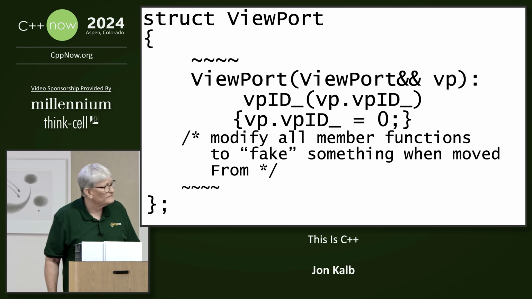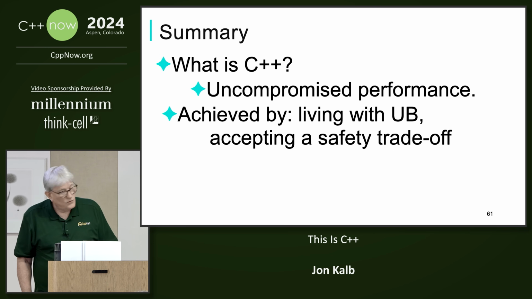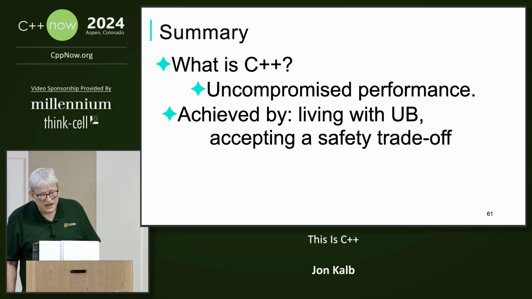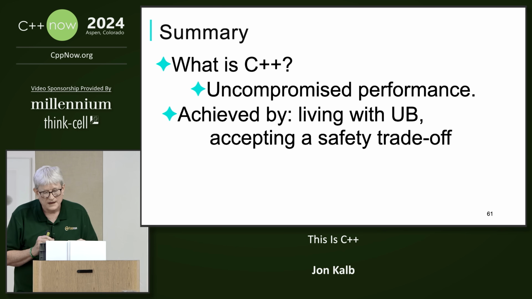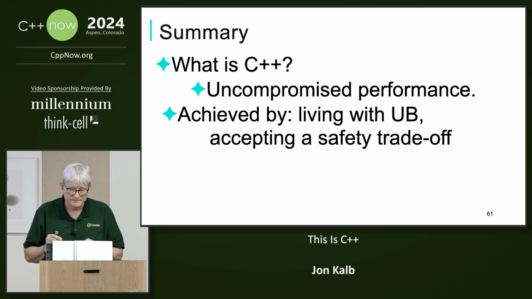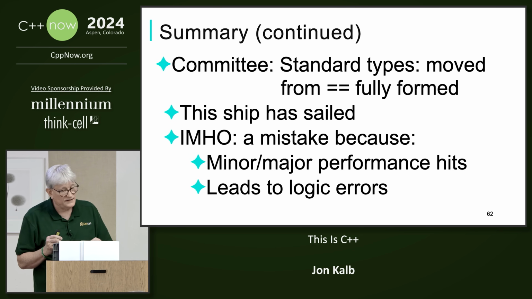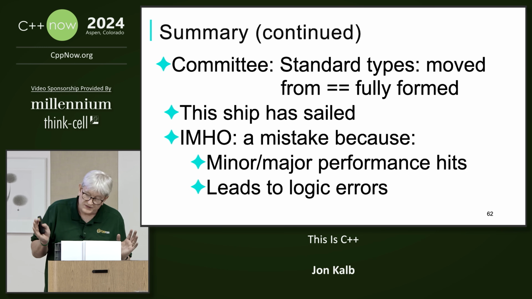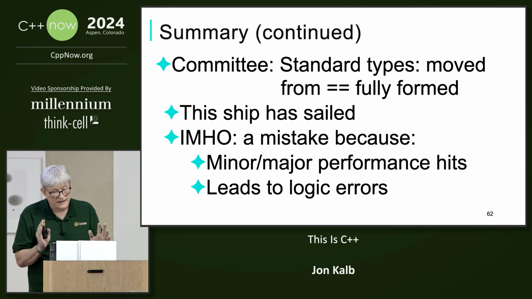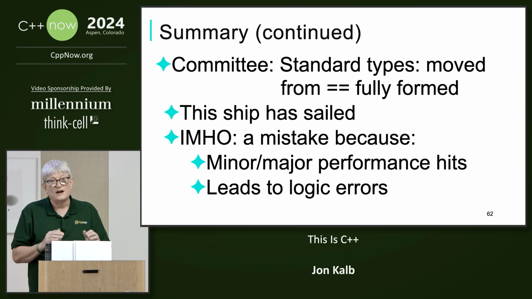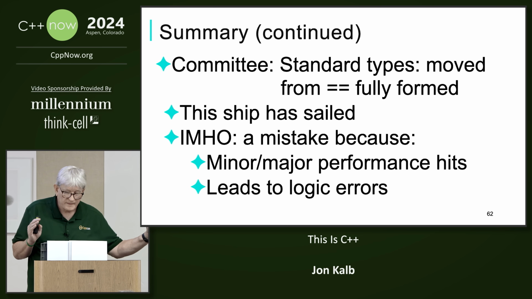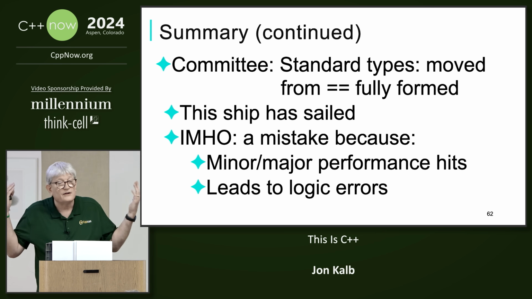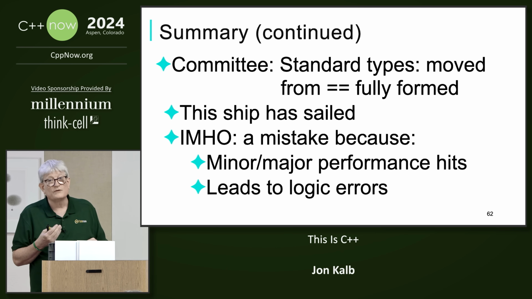All right, so I want to summarize. What is C++? It's uncompromised performance. It's achieved by living with undefined behavior, which means accepting a higher burden for developers and tools. So the committee has decided that for all standard types, moved-from means fully formed. That ship has sailed. It isn't going to change. I feel it's a mistake because, for one thing, there's a minor performance hit for essentially all standard types because of this. But there's a major performance hit for some standard types if they're implemented using sentinels, and perhaps there are others that I don't know anything about that have non-trivial requirements when moved from.